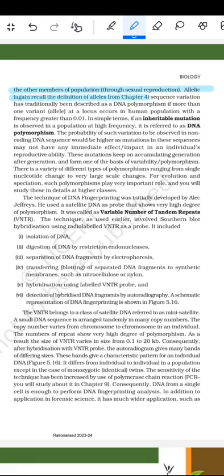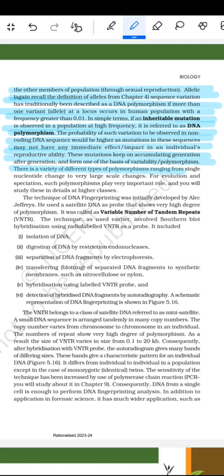Again recall the definition of the allele from chapter 4. Allelic sequence variation has traditionally been described as a DNA polymorphism if more than one variant allele at a locus occurs in a human population with a frequency greater than 0.01. In simple terms, if an inheritable mutation is observed in a population at high frequency, it is referred to as a DNA polymorphism. The probability of such variation being observed is higher in the non-coding DNA sequence, as mutations in these sequences may not have any immediate effect impacting an individual's reproductive ability. These mutations keep on accumulating generation after generation and form one of the bases of the variability of polymorphism.